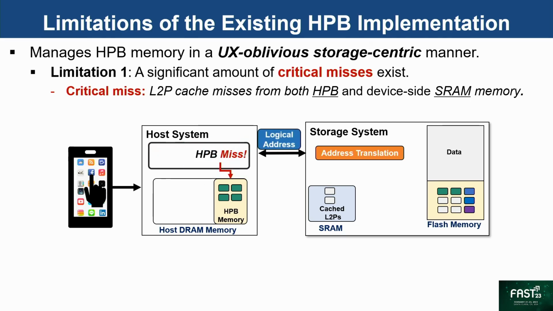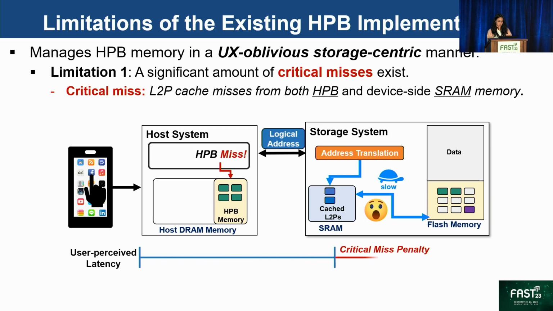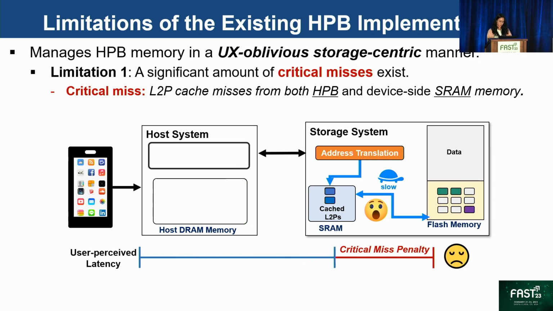Since the properties of UX-critical app-level information are not taken into consideration, most of the UX-critical L2P entries might not be found in the HPB memory. So here an HPB miss happens. And if the device-side SRAM does not hold the corresponding L2P entry either, a critical miss occurs. Therefore, the slow flash read operation to read an L2P entry has to be issued. So even with the extended cache space of HPB, the critical miss penalty still exists in the user-perceived latency.